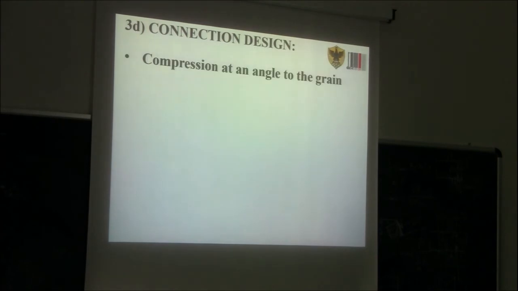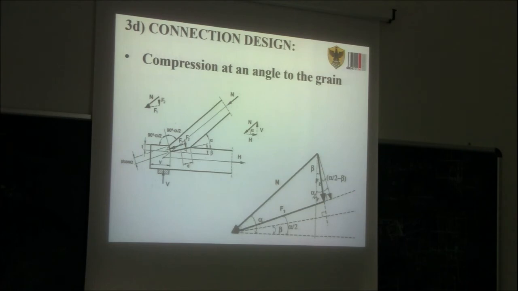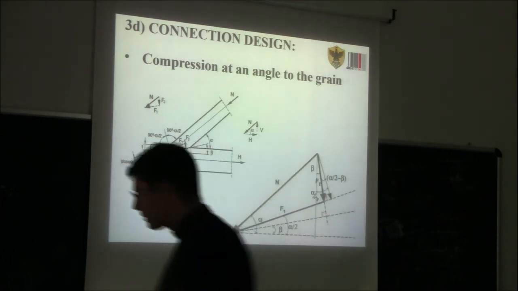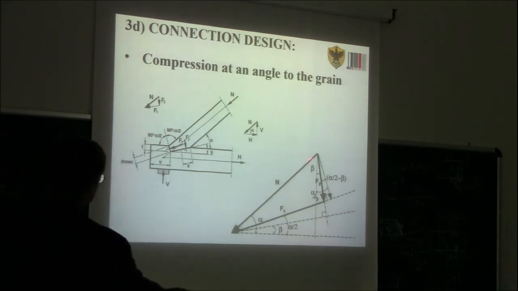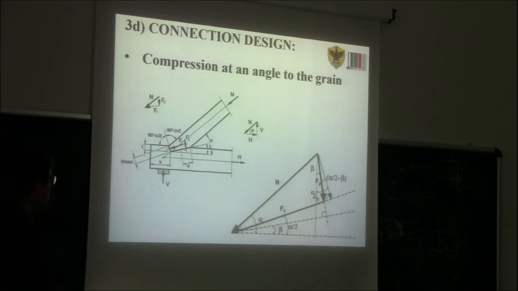Okay, now compression and angle of the grain. Here you have all the geometrical properties, alpha, beta, 1 and 2, and so on. So in this case it's very important to be confident with the trigonometry. So you see this is the axial force N acting on the rafter, which is inclined by alpha with respect to the horizontal line.